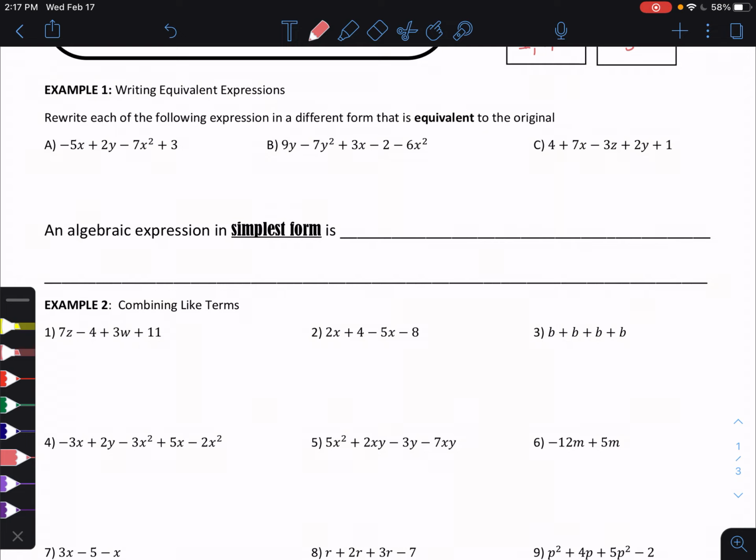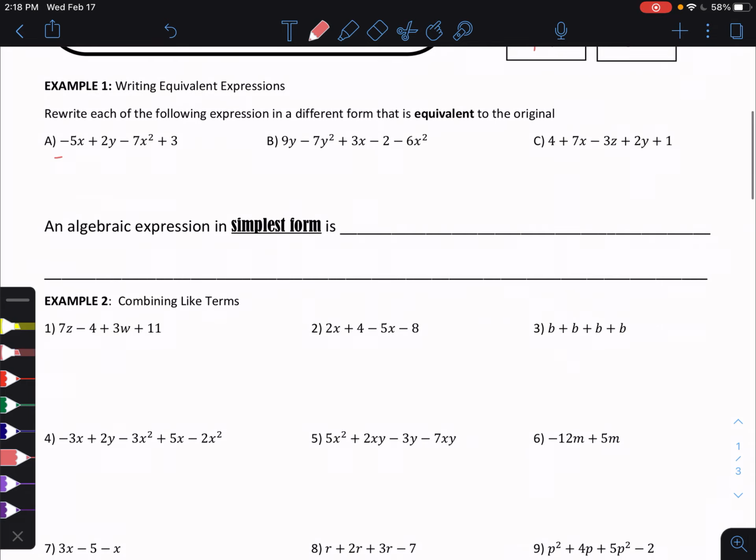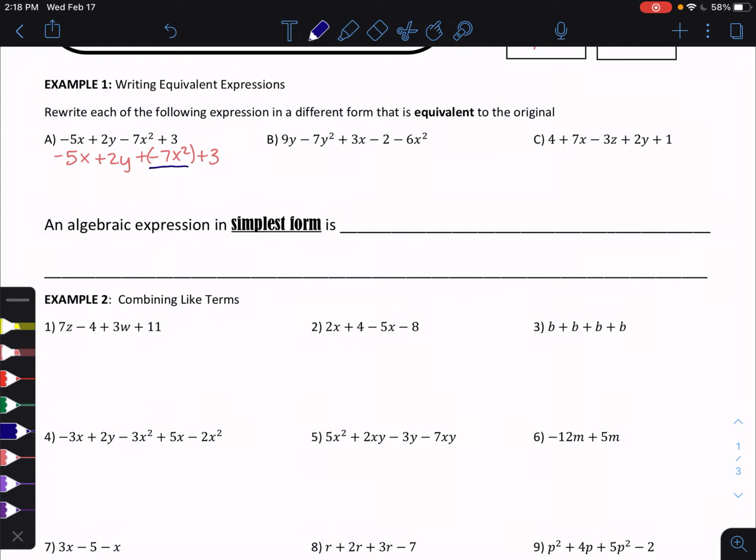So I'm going to rearrange these terms so that the expressions say the same thing, but look a little bit different. So for part A, the first thing I'm going to do is rewrite my expression where all the minus signs are plus negatives. So I'm going to have negative 5x plus 2y plus negative 7x squared plus 3. And all that's going to do is remind me to take the negatives with me when I move them around. When I rewrite my expressions, I always put the biggest exponent first, and then I do things in alphabetical order. So this negative 7x squared is going to go first.